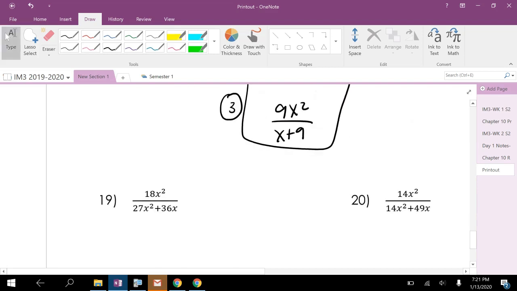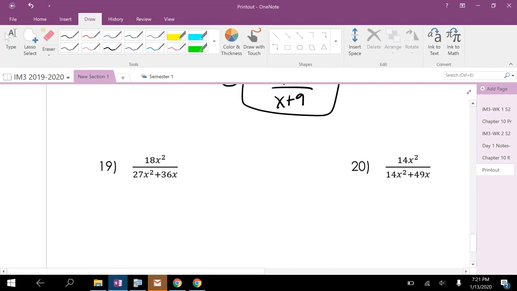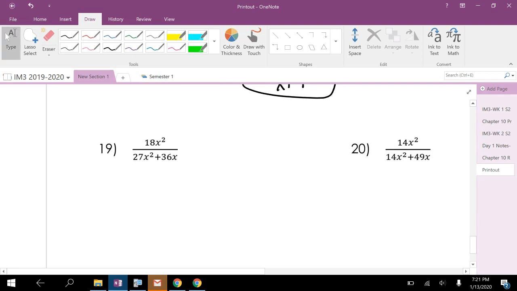Last one. Okay, this one was like the one on the homework from last night, and a lot of people got it wrong, so I added it on to here. It was kind of challenging. You can't do anything with the top for the first one, so I'm just going to rewrite that. On the bottom, it's greatest common factor.